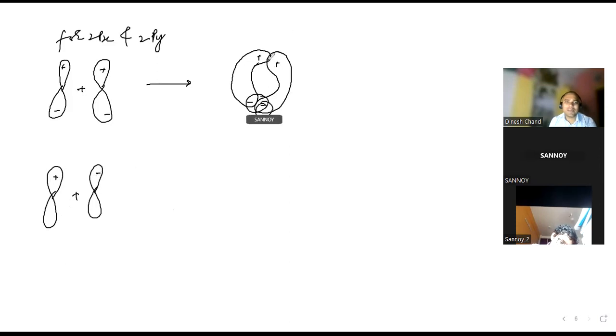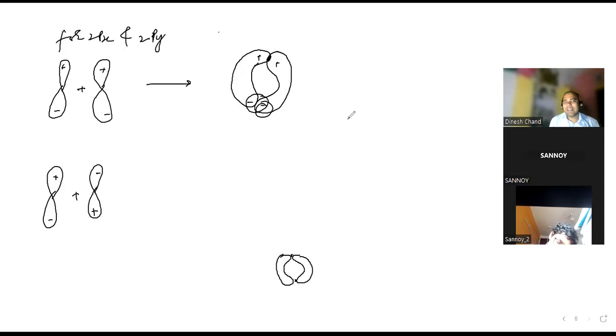No, overlapping is not there. Here also overlapping is not there, because overlapping is not possible. They simply attach, which is why it is very weak. Yes, but they will have zero overlap.